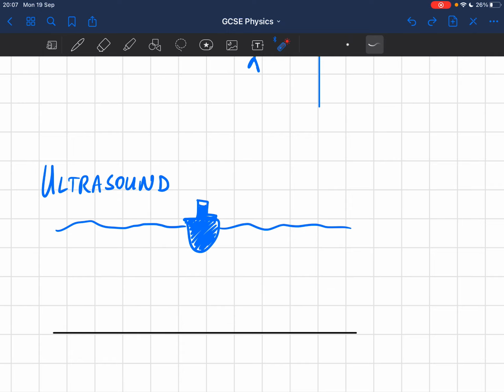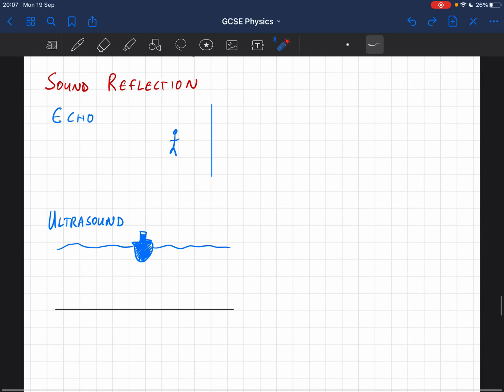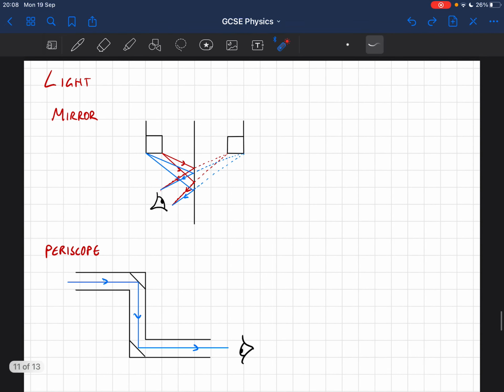So it's also used in industry with pregnant women, and you essentially just pass a detector and transmitter, and it transmits and detects at the same time. So it sends and receives the signal. So that is sound reflection.